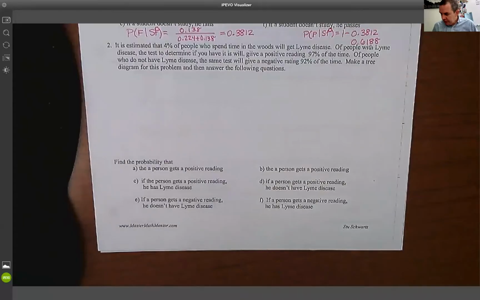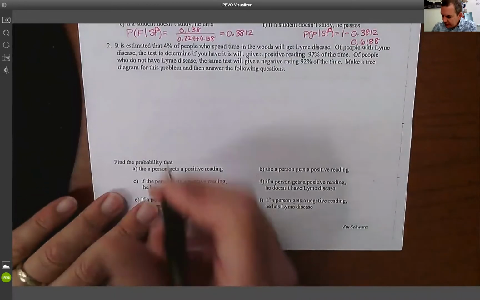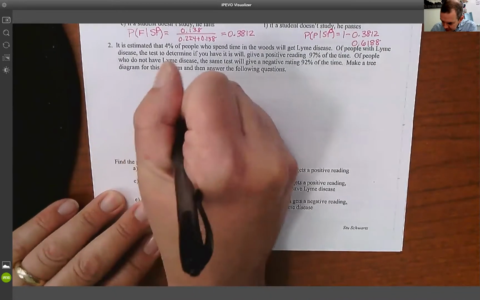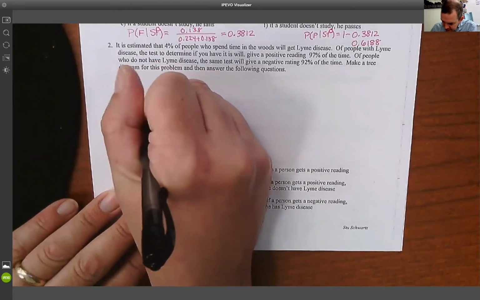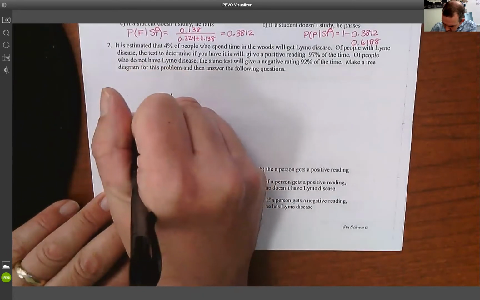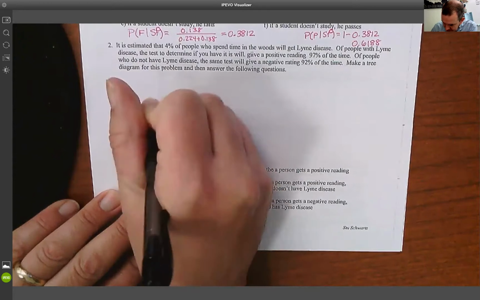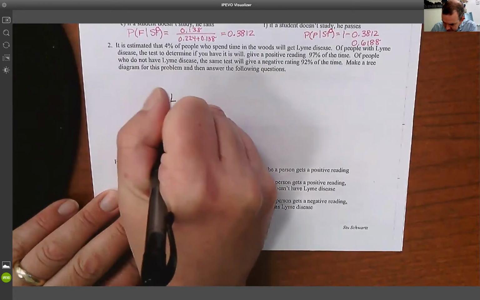Okay, now we're gonna go ahead and do the next one. The next one is about Lyme disease. So again, share screen, get started. In this one, it says 4% of the people who spend time in the woods will get Lyme disease. So what that's telling me is we're gonna have Lyme disease 4% of the time, and we're not gonna have Lyme disease, the complement, 96% of the time.